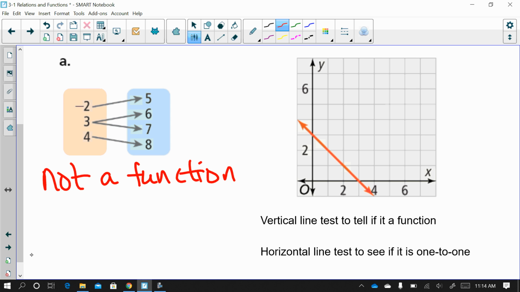Okay, so then letter B, pause the video, you're doing the exact same thing. Here's a hint though. You use the vertical line test to tell if it's a function. Okay, remember back to 8th grade math. Then we use something called the horizontal line test to see if it's one-to-one. Okay, pause the video and try.